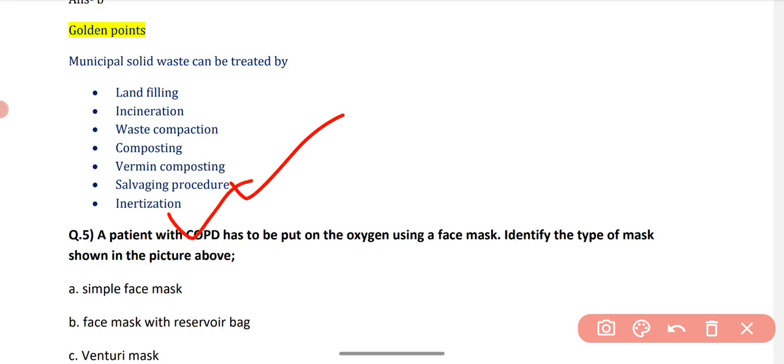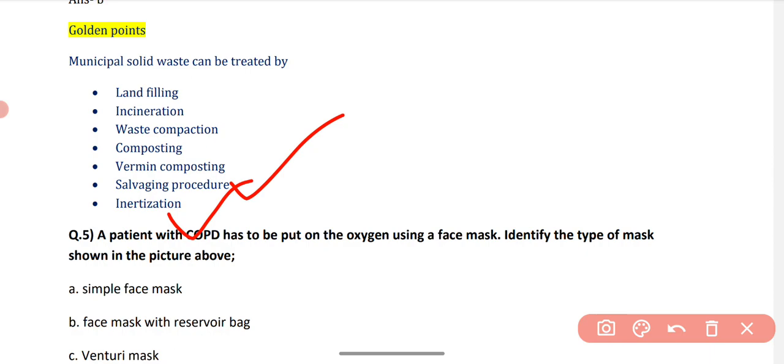And the next one is inertization. This is also very important. Many times they ask this question in the exam. Inertization means they use cement along with the waste and fill it into the land. It is used for the prevention of leakage of the waste materials into the soil or water. If you mix the waste material with cement, you are preventing leakage of the waste materials into the soil or water. That is called inertization.